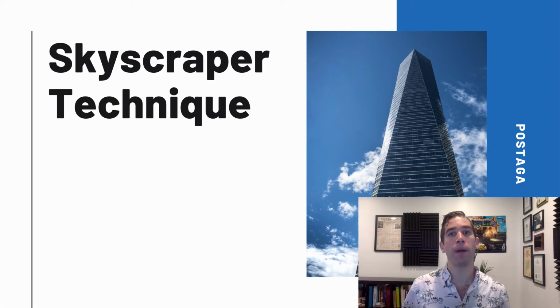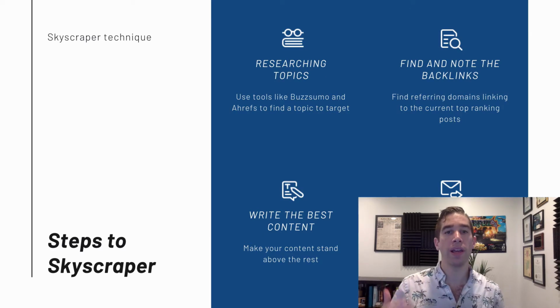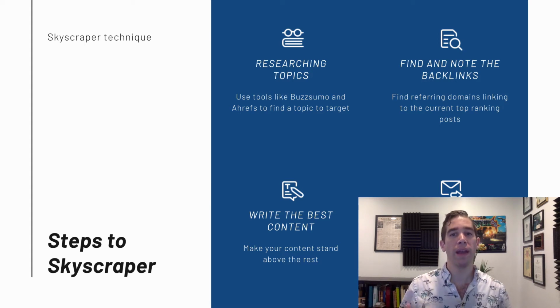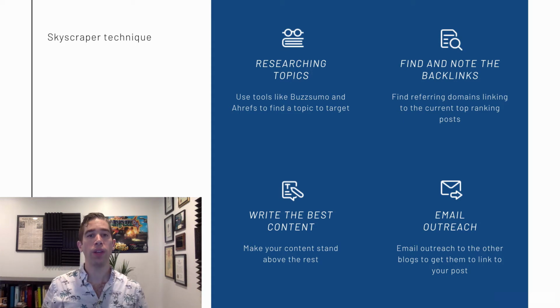So now let's talk about the steps to running the skyscraper technique. First, we need to research topics. We need to use a tool like Ahrefs or SEMRush or Buzzsumo and find a specific post or posts to target around a given topic. Then we need to find and note the referring domains. We need to see what backlinks are going to this top ranked post so that we can later reach out to them. We'll add these domains to a spreadsheet and keep track of them so that we can do outreach to them later. Then we draft our content with these target posts in mind.